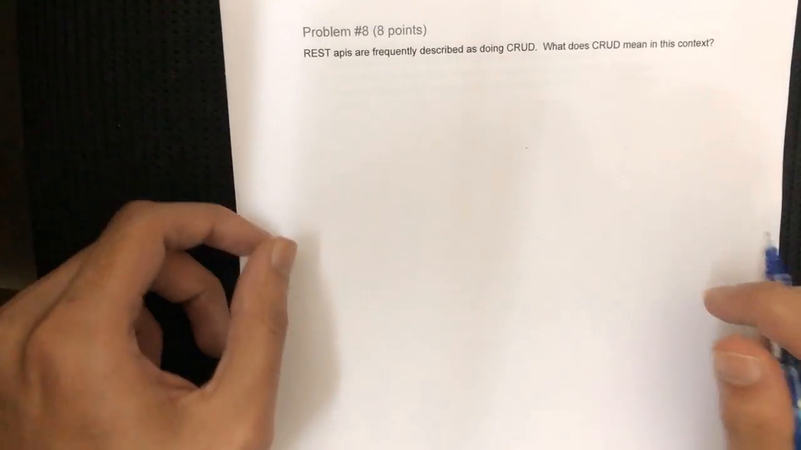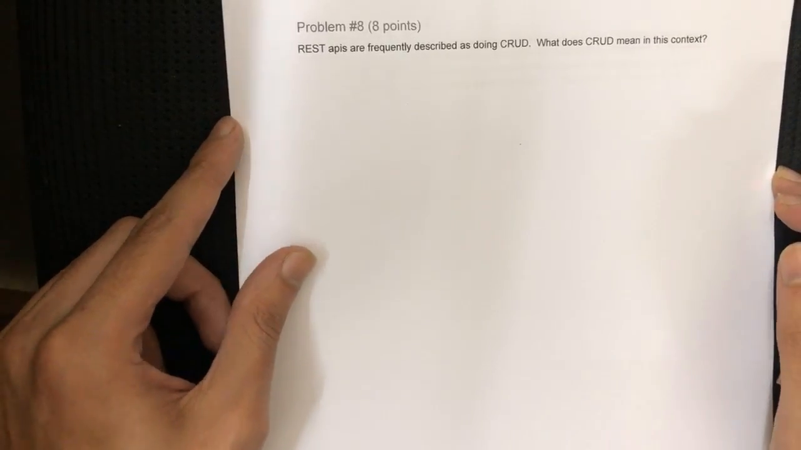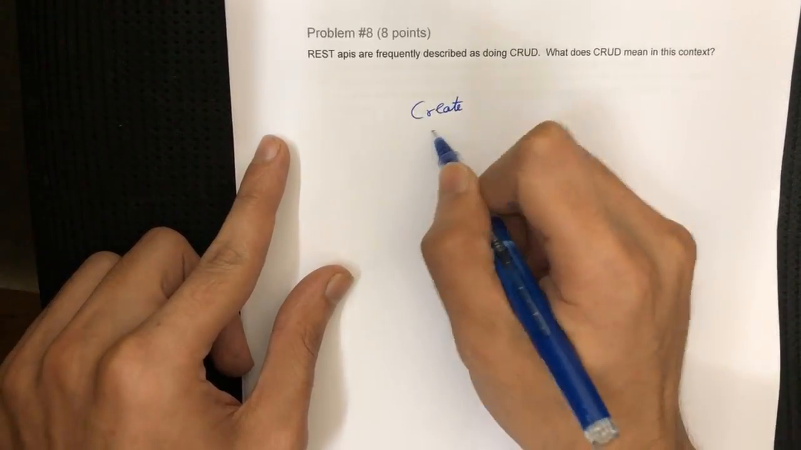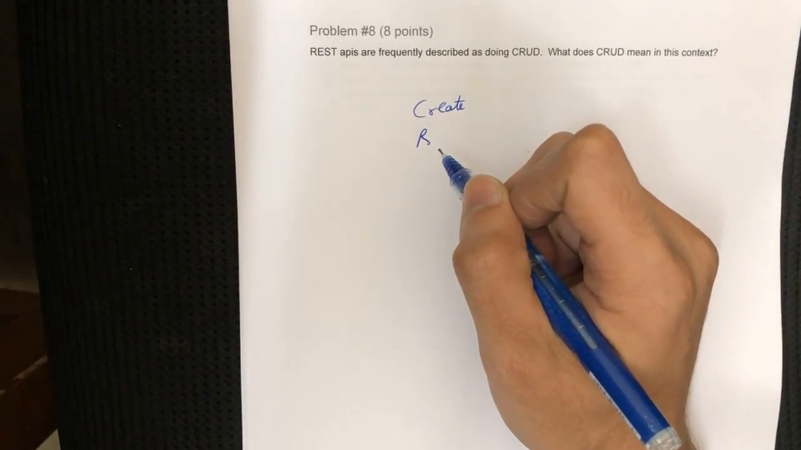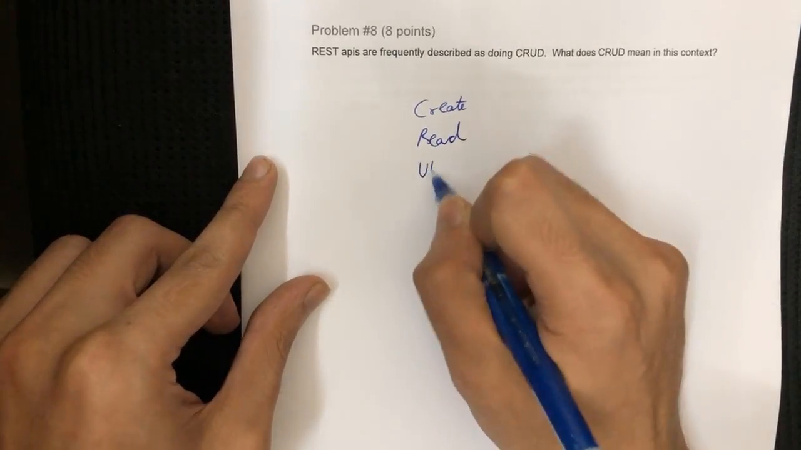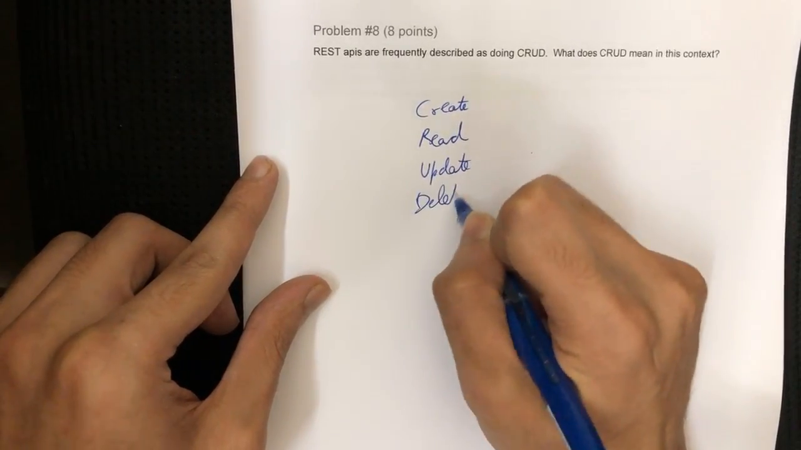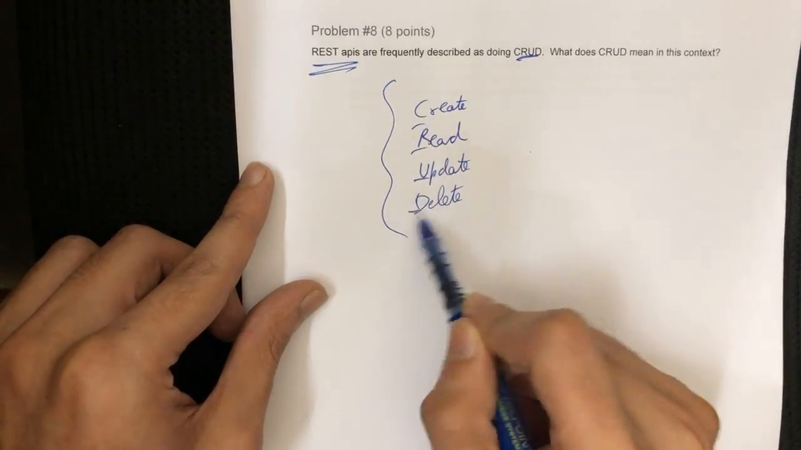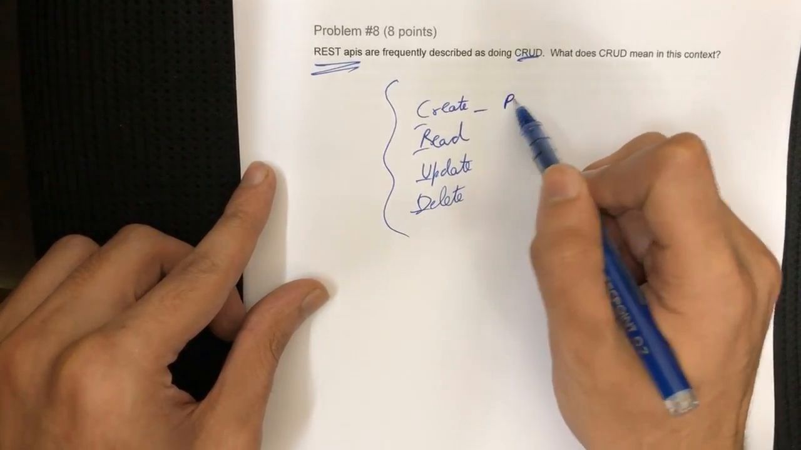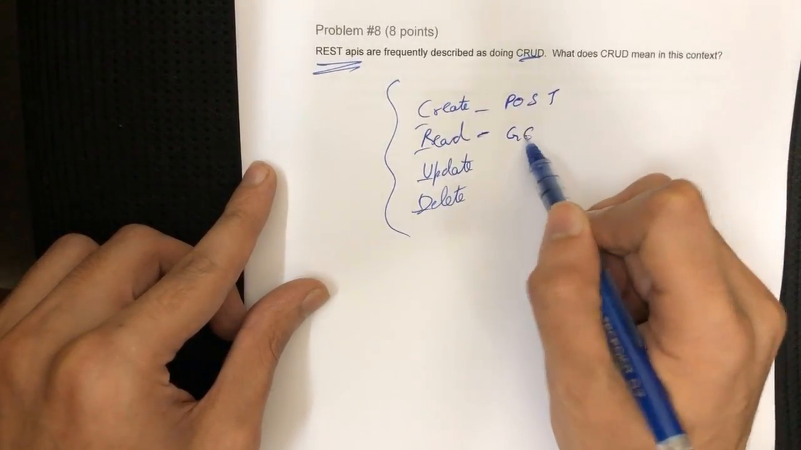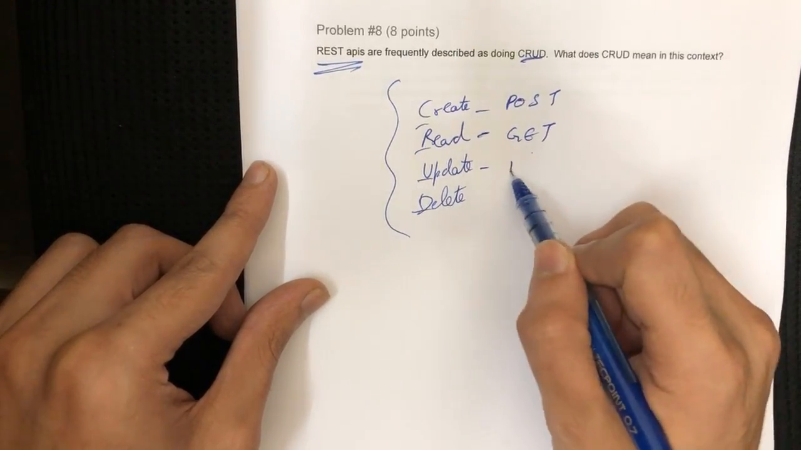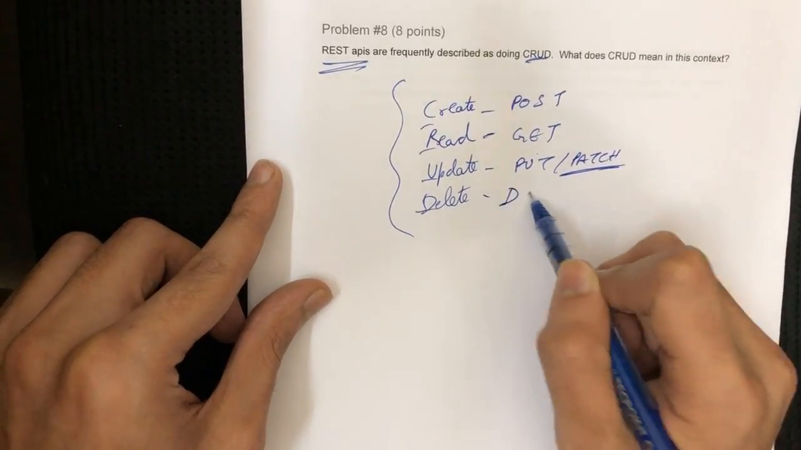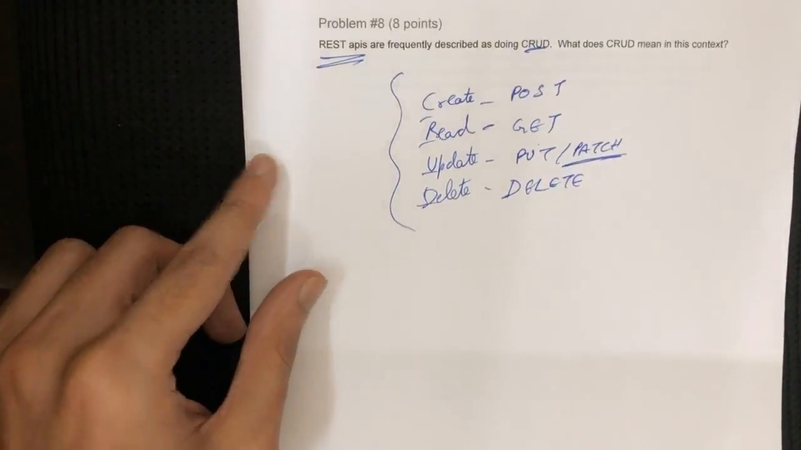Let's look at this one. REST APIs are frequently described using CRUD. What does CRUD mean? Well, CRUD means, I think, create, read, update, and delete. REST APIs are defined by these operations: CRUD. Okay, and create is normally a POST request, and this is a GET request. This is a PUT or PATCH request depending on your situation. PATCH is always preferred, and this is a DELETE request. Okay, great.